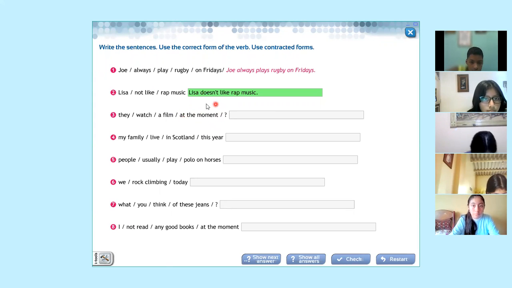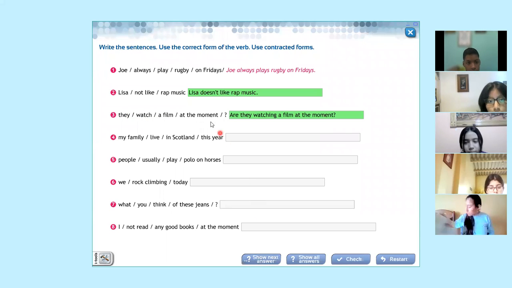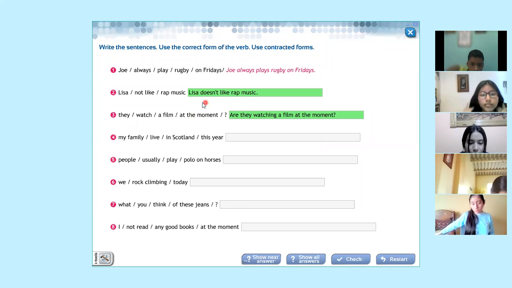At the moment, it's a temporary situation, at the moment. Any volunteer? Let's do it. Any other volunteer? Han amanecido ociosos hoy, ¿ah? Okay, Nico. Are they watching a film at the moment? Very good. It's a question and it's a temporary situation. You're talking about they. Are they watching a film at the moment? Very good. Continue, number 4.